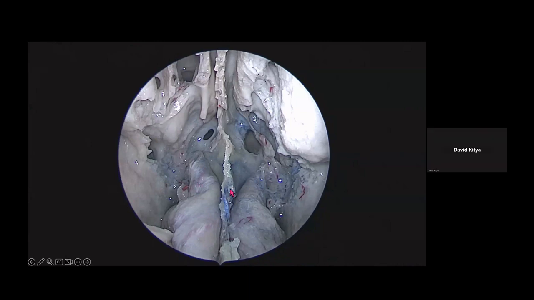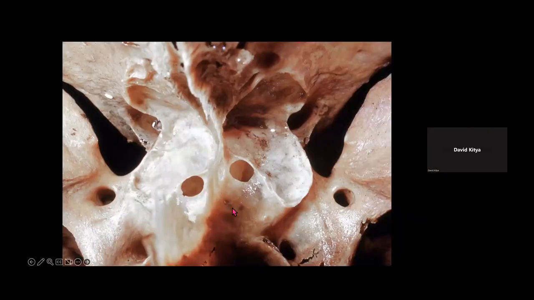In relation to the sphenoid sinus, this is an anterior view. Of course, we remove everything so we can see the anterior wall of the sphenoid sinus. This is the left and right ostium. This is the optic canal, the superior orbital fissure, the foramen rotundum, and the foramen of the median nerve. So this is the anterior view.